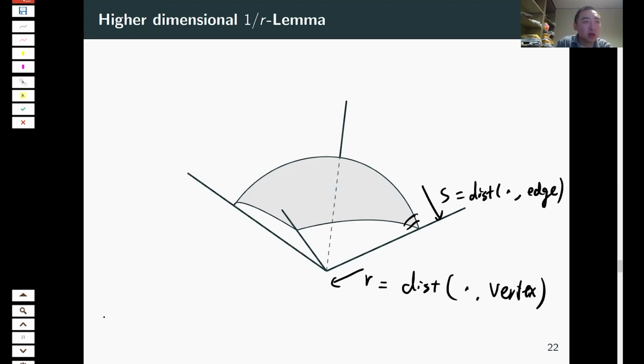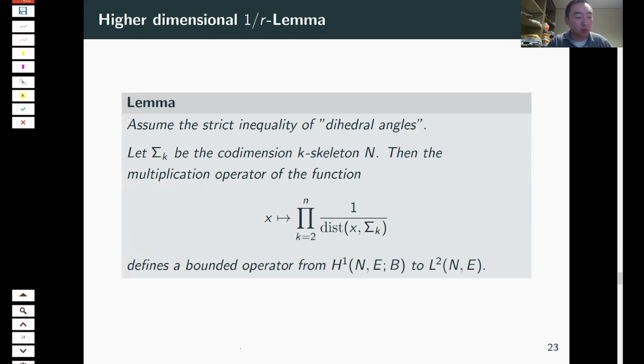And which means the error term is about, like, at most 1 over r times 1 over s. Okay, it's really unbounded in two different directions. But fortunately, this operator, with this modification, is still a bounded operator. This is what we proved as a higher dimensional analog.